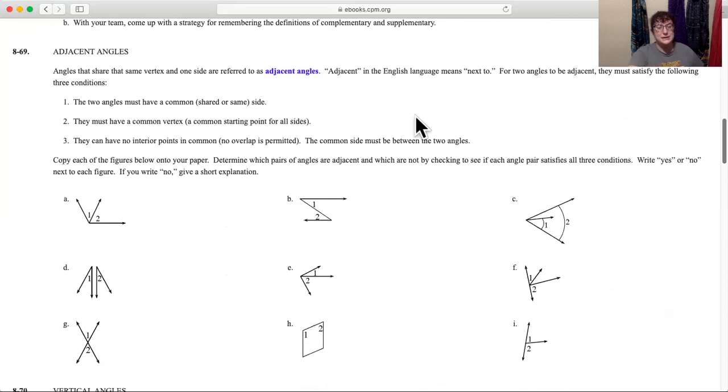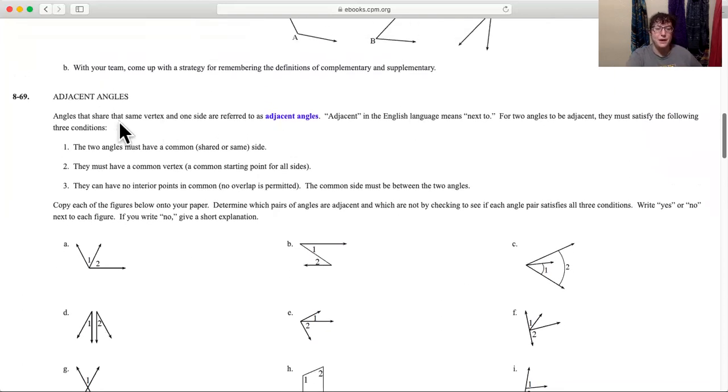Then we have adjacent angles. There's a lot of vocab in this lesson. Angles that share the same vertex on one side are referred to as adjacent angles. Adjacent in the English language means next to. For two angles to be adjacent, they must satisfy the following three conditions. Two angles must have a common side, shared or same. They must have a common vertex, a common starting point. They can have no interior points in common, so no overlapping. The common side must be between the two angles.